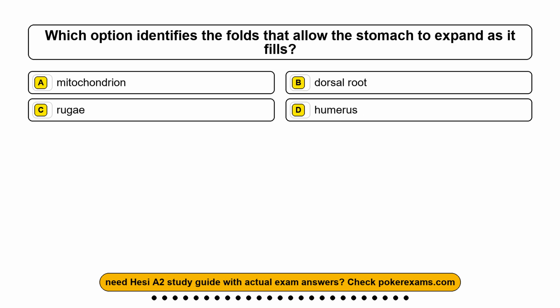Question 11. Which option identifies the folds that allow the stomach to expand as it fills? Option A, mitochondrion. Option B, dorsal root. Option C, rugae. Option D, humerus. The correct answer is option C, rugae.